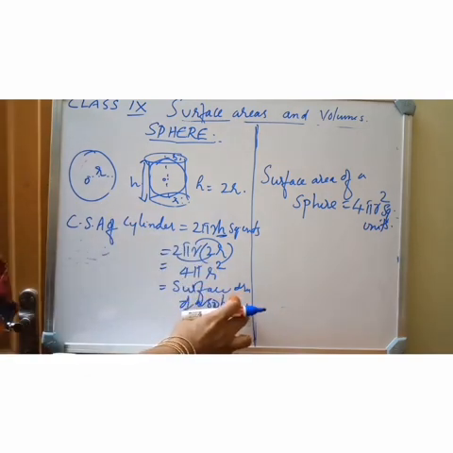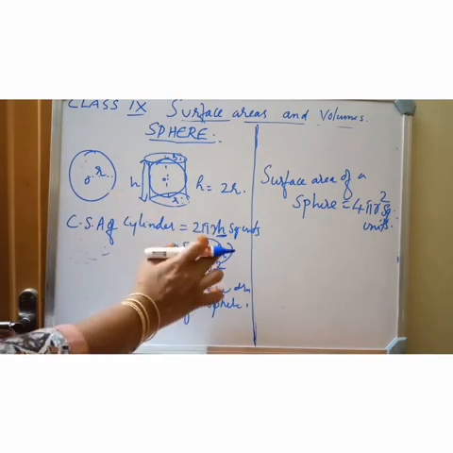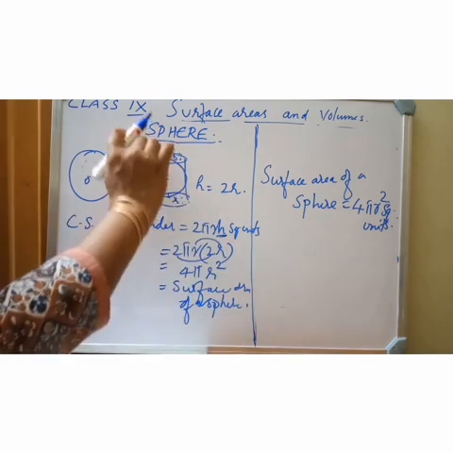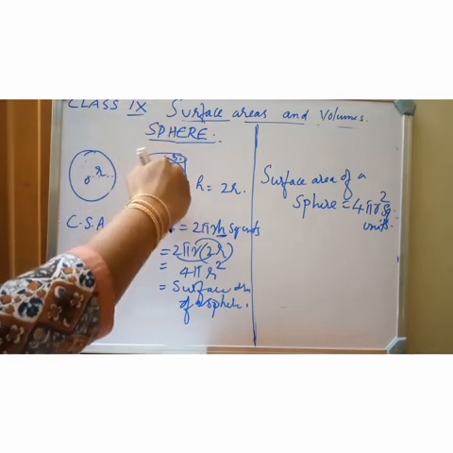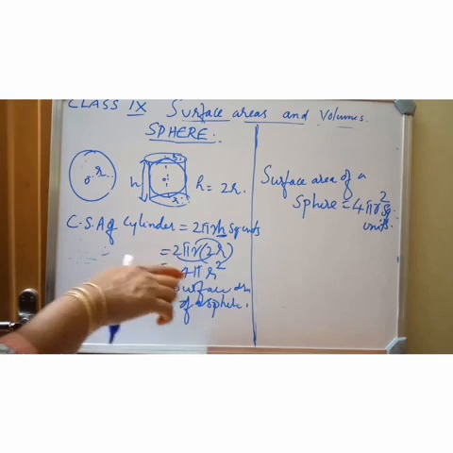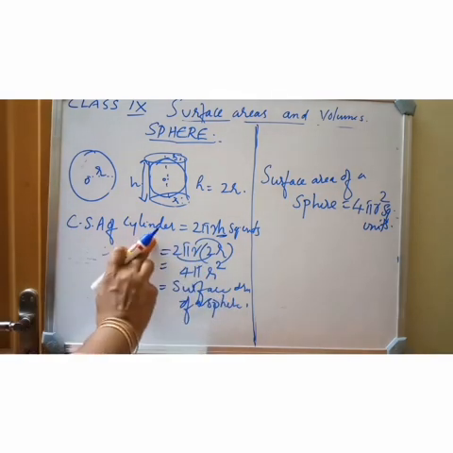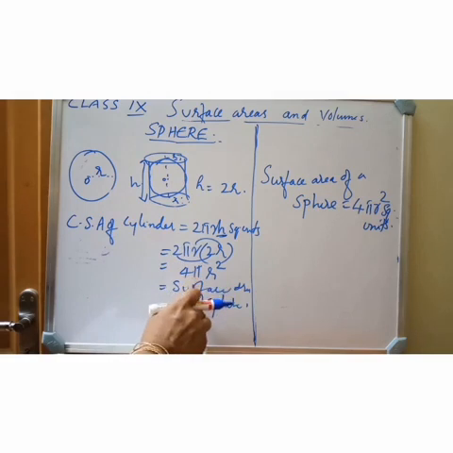of a sphere. Okay, so curved surface area of a cylinder we already know is 2 pi rh. If we put the sphere into the cylinder of the same radius, then height h becomes 2r. Substituting that, we will get 4 pi r square. So curved surface area of a cylinder is the same as the surface area of a sphere. The formula is 4 pi r square.